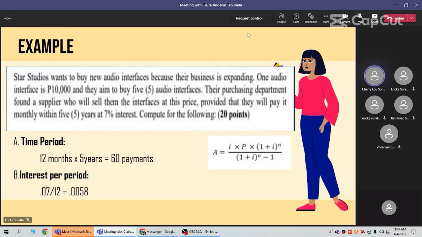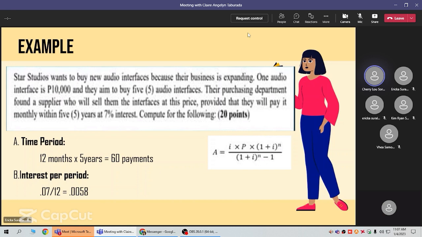So compute the following. First, the time period talks about how many periods we are going to pay the loan. Interest per period talks about what rate or percentage we are going to pay every period of paying the loan. And monthly payment, this will be our payment every month since the term is monthly.